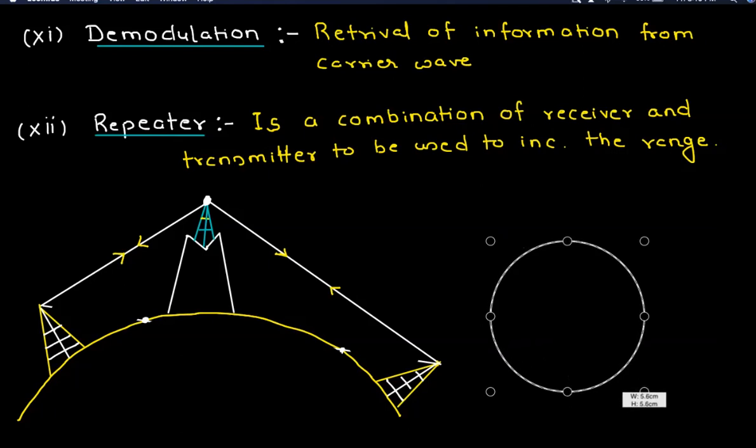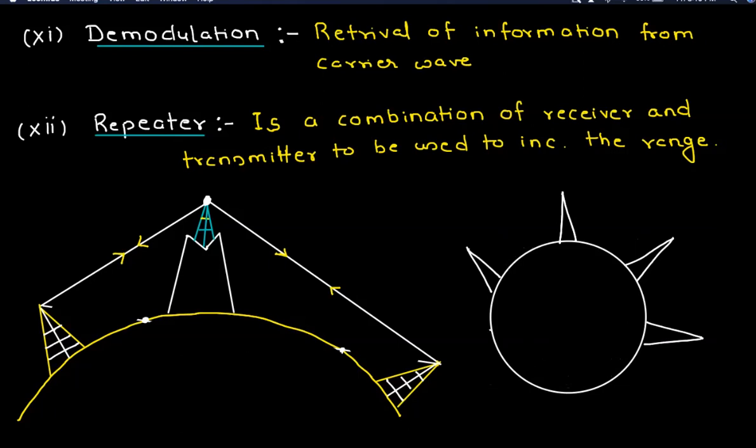Using a transmitter and receiver as in a repeater, you can increase the range quite a bit. Suppose you have such big antennas on top of a mountain, you can effectively communicate anywhere on the earth. You can communicate like that.